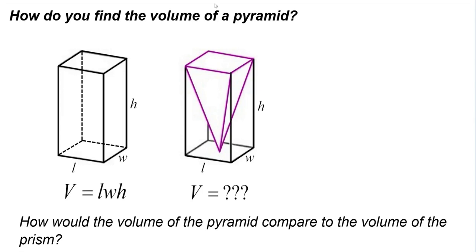So what I did on the right here is I have this purple pyramid that has the same base as this rectangular prism. They're the same rectangle. They have the same height. Which volume do you think is going to be greater? Well, the prism is probably going to have a greater volume because the pyramid fits inside of it and there is space left over. So our question is, how much of the prism space does a pyramid take up? How would the volume of the pyramid compare to the volume of the prism?